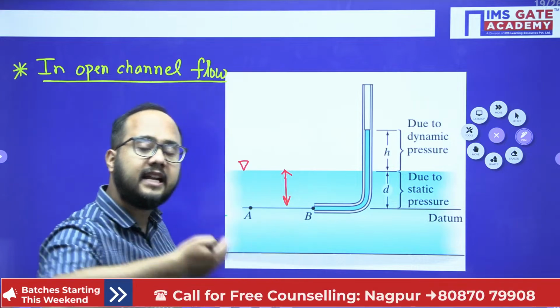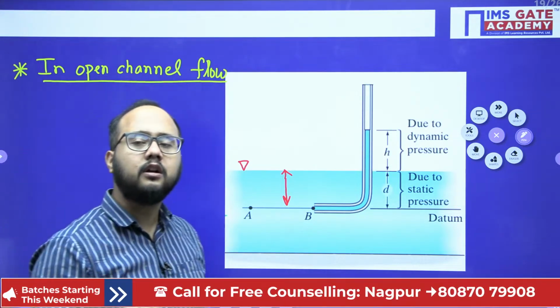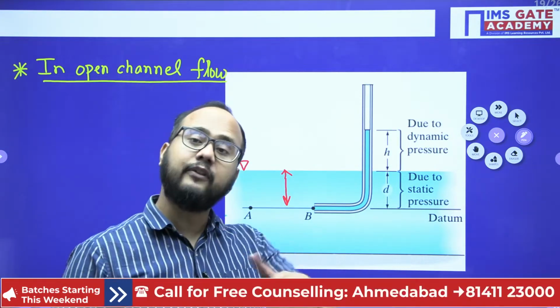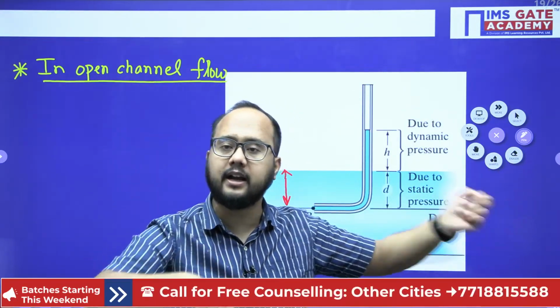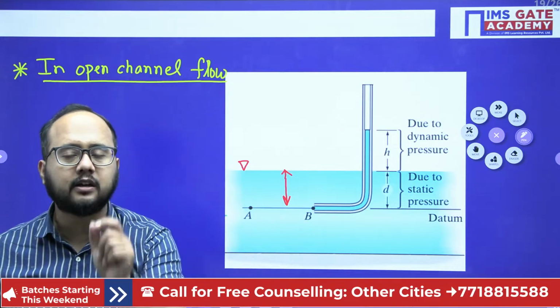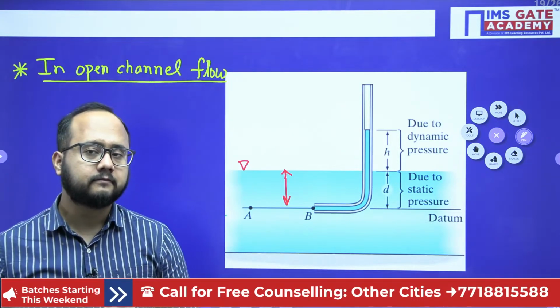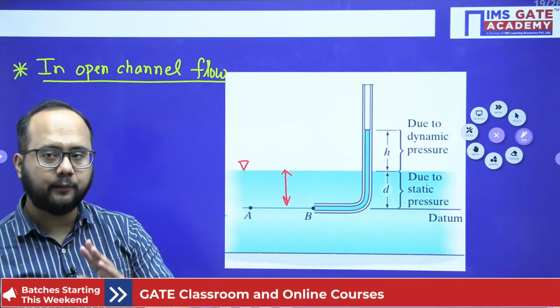You don't need one more tube, like the piezometer we require in pipe flow. That we require in pipe flow, but it is not required in open channel flow. That is the important point you should understand. Correct, everyone? I hope the point is clear.